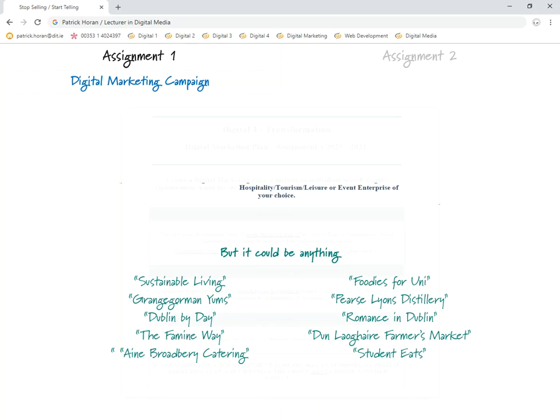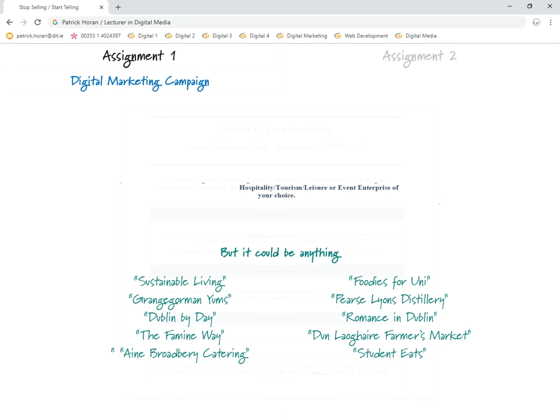Even over the past couple of years, one guy a couple of years ago was mad into cycling, and his whole marketing campaign was based around Sligo as a destination for cyclists, and maybe for weekends or weeks away or whatever the case might be. So there's lots of different concepts that you can create here. Okay, and it's up to you to come up with that.